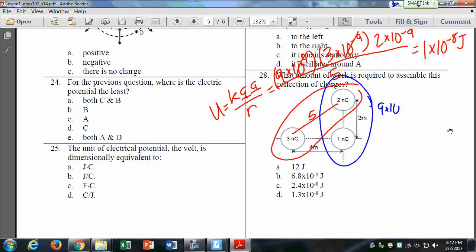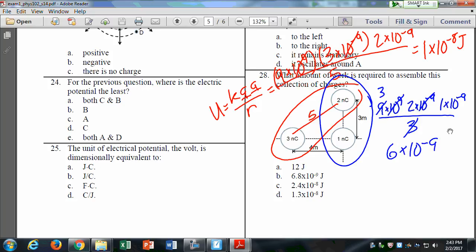And then similarly, I'll do these two. 9 times 10 to the 9th, times 2 times 10 to the minus 9, times 1 times 10 to the minus 9, divided by 3. Notice there's no squares here. There's no signs either. They're all positive actually. These cancel. This cancels with that. I get 6 times 10 to the minus 9.